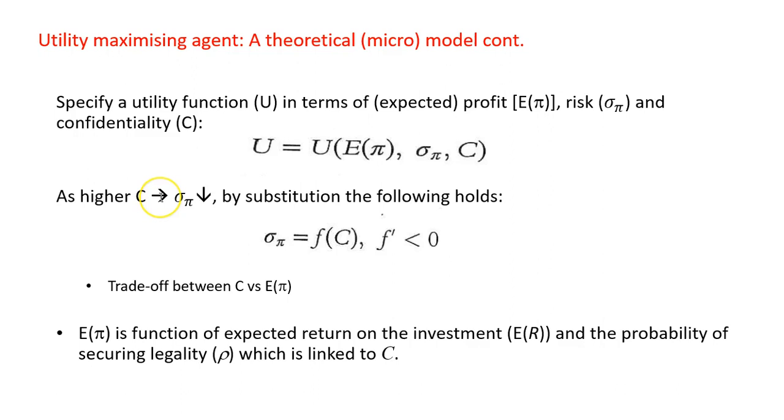The higher the confidentiality, the lower the risk. So the point being made here is that effectively we can substitute the risk as a function of confidentiality, and that this is a negative relationship. So the higher the confidentiality, the lower the risk. So we've got eventually a trade-off between the amount of confidentiality that the criminal decides to purchase and the expected return.